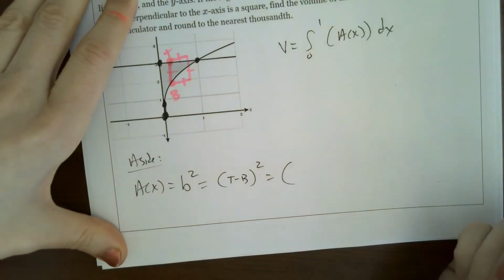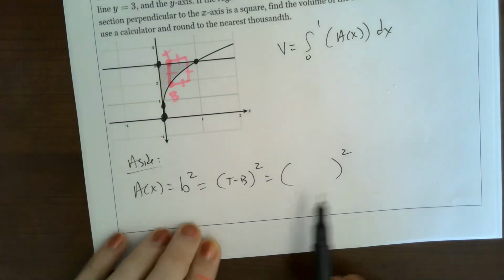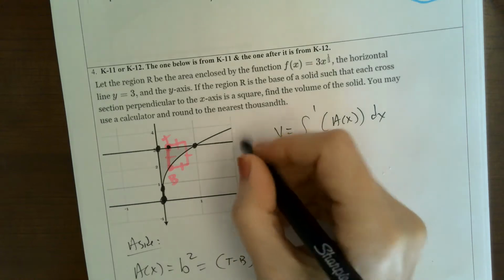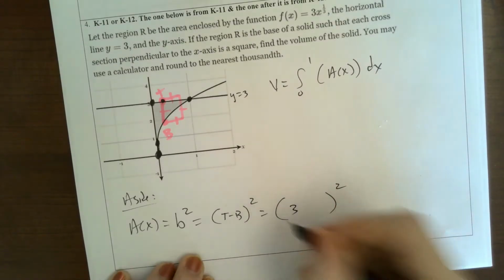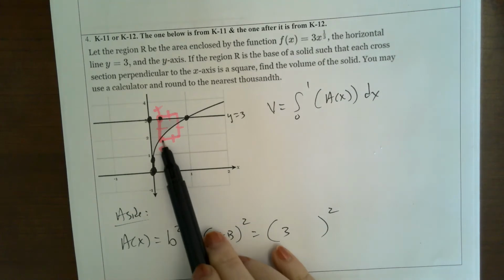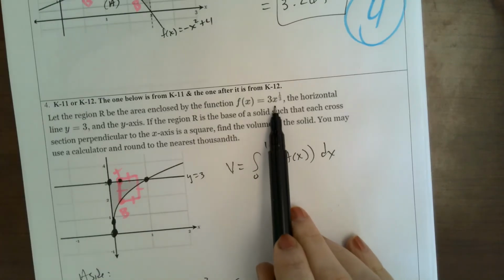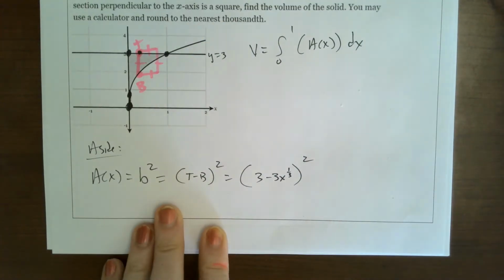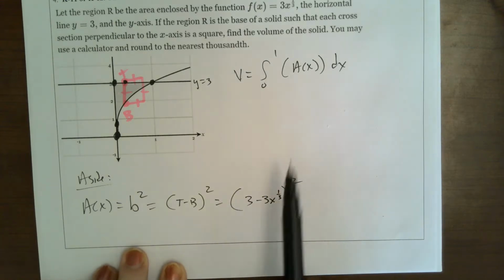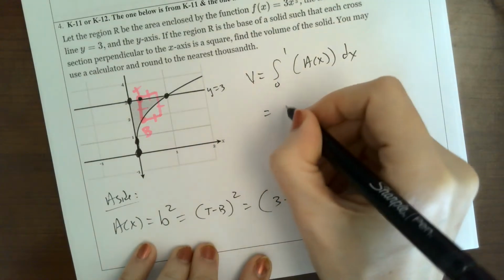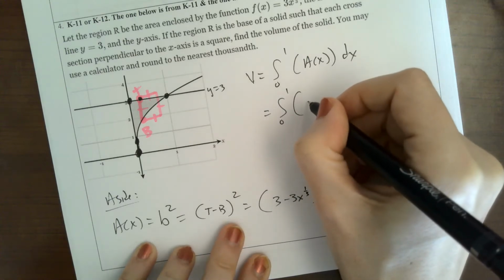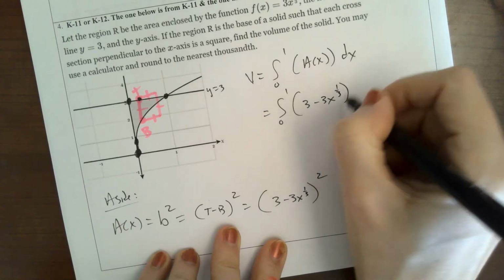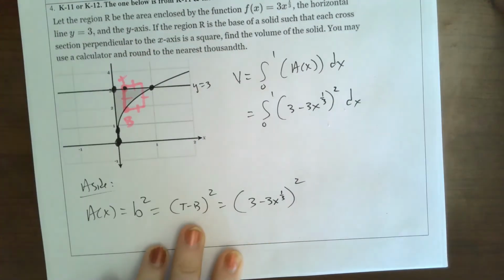Okay. Then once you have that figured out, you just got to put in the top function and the bottom function. This top function here, that falls on the line y = 3. And then this bottom function here, that is 3x to the 1/3. Okay, so guys, this is A of x. This is what's going in here. So this is from 0 to 1, and then (3 minus 3x^(1/3)) squared dx.